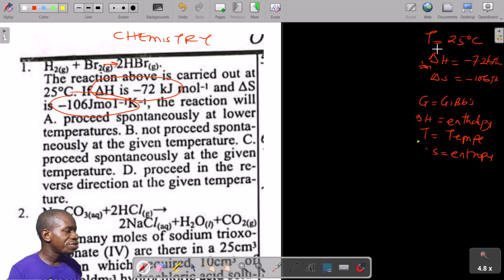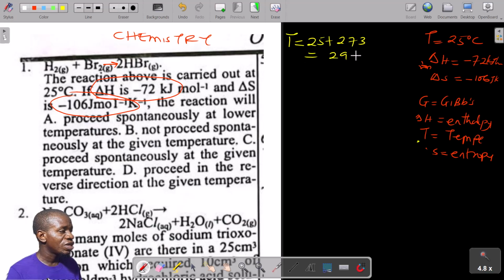Now, I was given my temperature and I was given my delta H. Let me start with the temperature. My temperature is going to be 25 plus 273, to convert it to Kelvin, which gives 298 Kelvin. So I've gotten it in Kelvin.